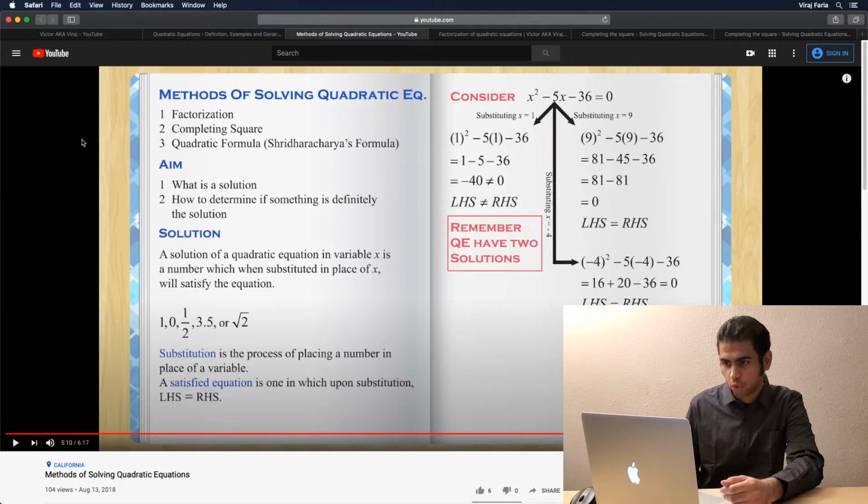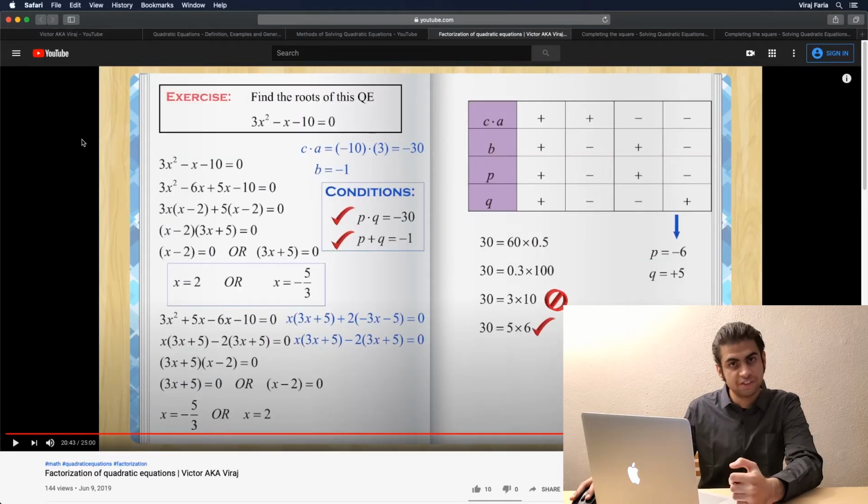Then there was this short informative video called Methods of Solving Quadratic Equations, where I introduced the three major methods of solving quadratic equations, namely the factorization method, completing squares, and the formula method. We also discussed the trial and error method, by the way. The third video was a comprehensive video on the method of factorization. That video has some of my special tricks that make factorizing a quadratic equation a walk in the park.